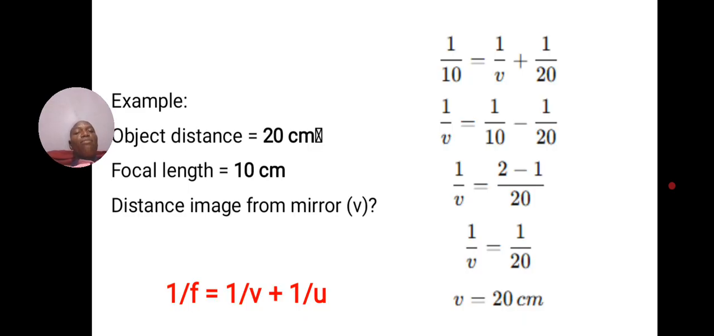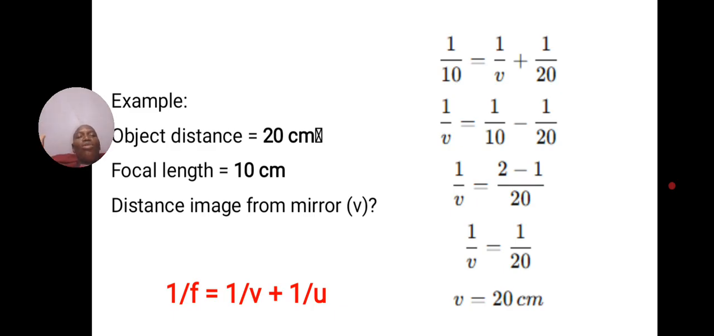Okay, here is an example. An object distance, which is usually represented by U, is given as 20 centimeters. Focal length, which is F, 10 centimeters. Calculate the distance of the image. So we have the distance of the image, which is V now. Remember, we have U and we have V from our initial formula. Object distance is the one that is U and distance from the mirror is the one that is V. So it is just simple mathematics here. Substitute and find your V.